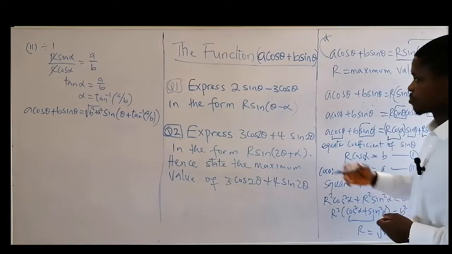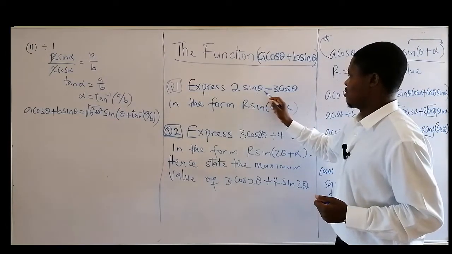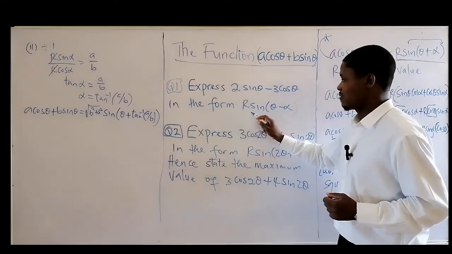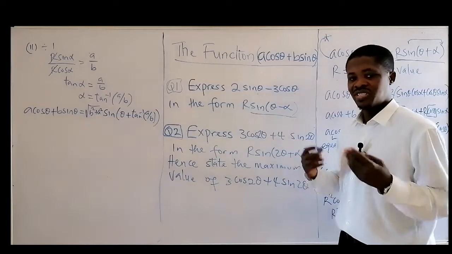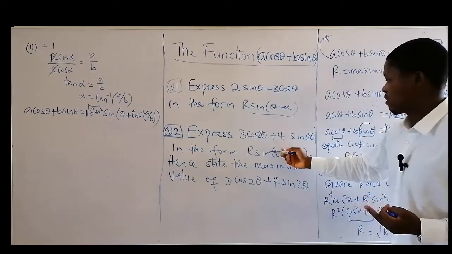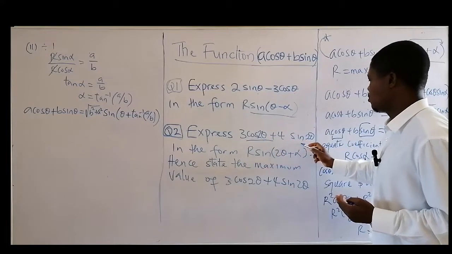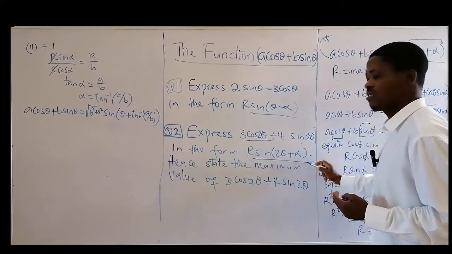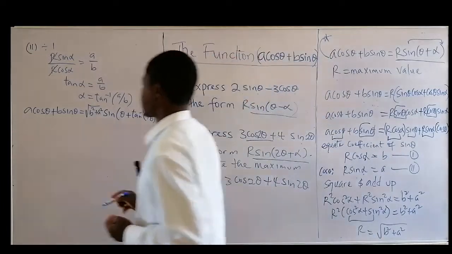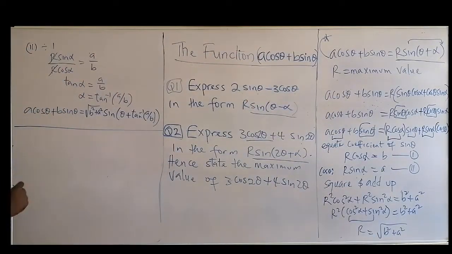Let's go straight to the question. Express 2 sin θ − 3 cos θ in this form. I've told you they will always tell you the form they want. Also look at the second question: express 2 cos 2θ + 4 sin 2θ in the form of this. Question 1: we have 2 sin θ minus 3 cos θ.